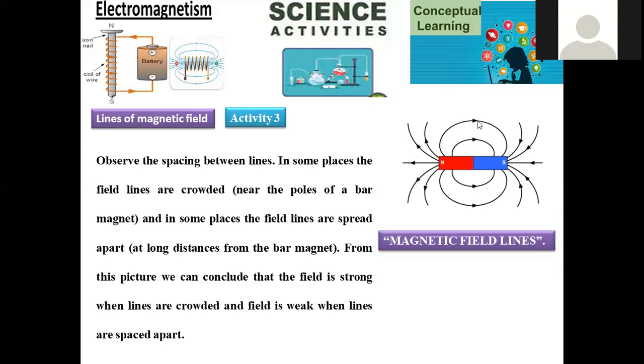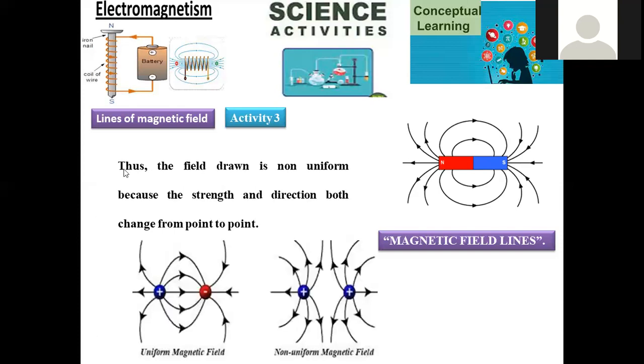When the space is larger in between the hypothetical lines, then you can say these are least crowded. Obviously, they are considered somewhat weaker lines. So that's the reason why a magnet always has high strength at its poles. Thus, the field drawn is non-uniform, because the strength and direction both change from point to point.